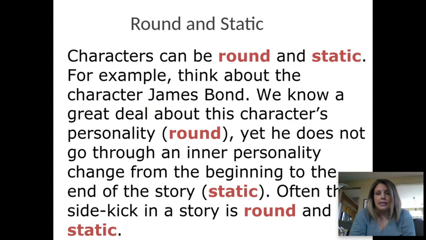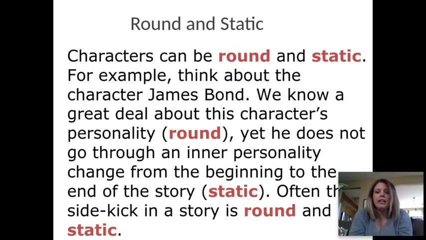Characters can be round and static. For example, think about the character James Bond. We all know James Bond, right? We know a great deal about this character's personality, which means that he's a round character. We know a lot. Yet he does not go through an inner personality change from the beginning up to the end of the story. James Bond is just James Bond. He doesn't really change. He's just this awesome spy that gets things done. So he's static. There is no change with him.